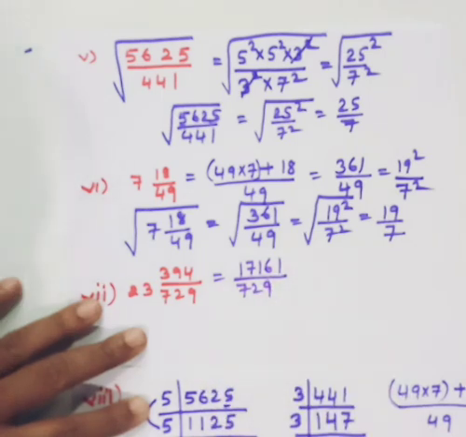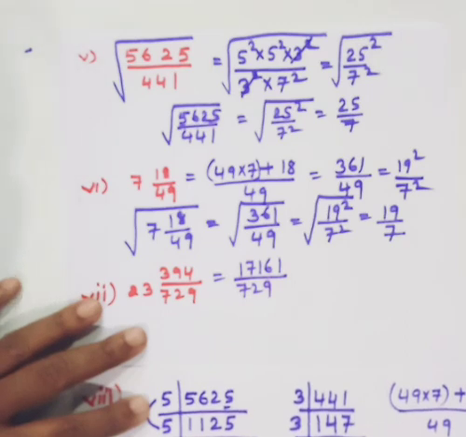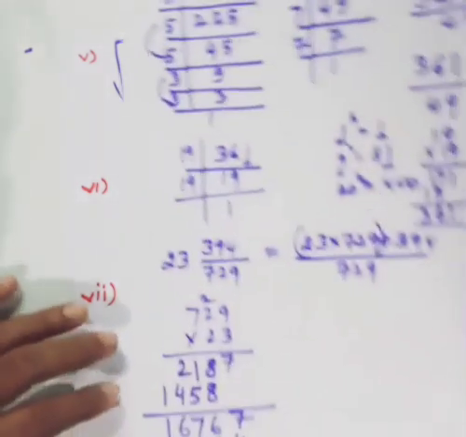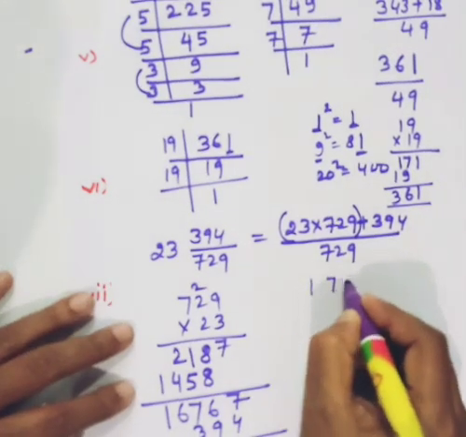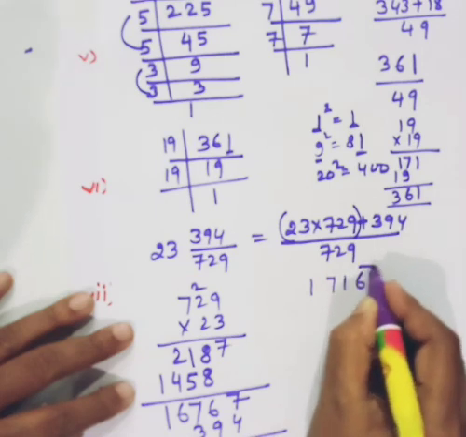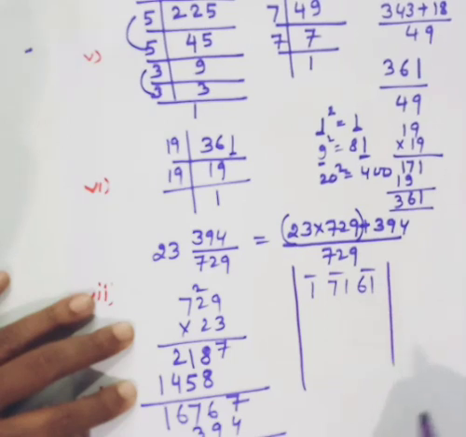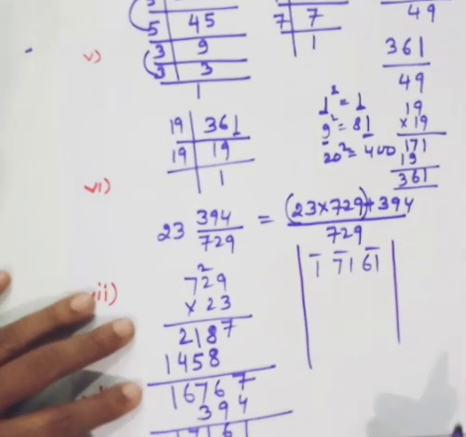729. See, 17161 is a large number. It is a 5-digit number. Children, it would be better if we go for the division process. That will serve our purpose here. So 17161. See, I have already paired it. Now take the square root by the division process.